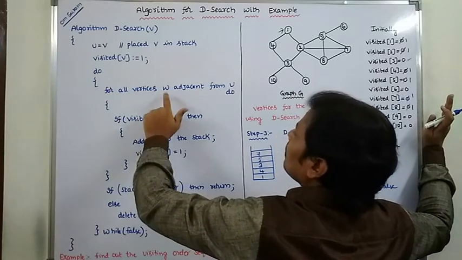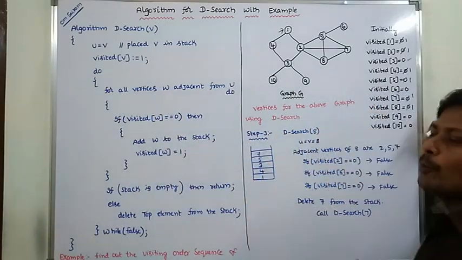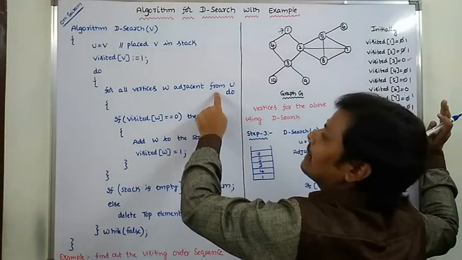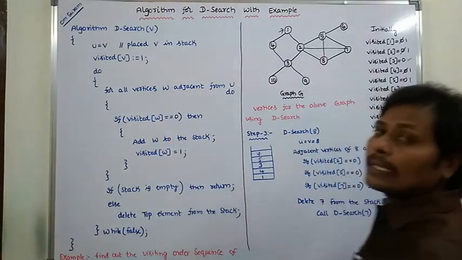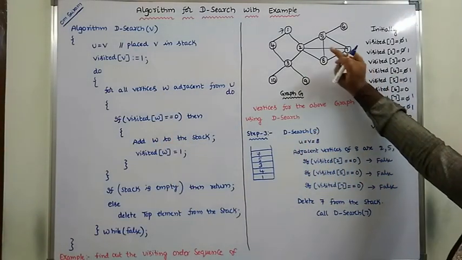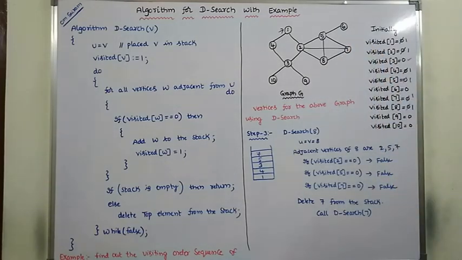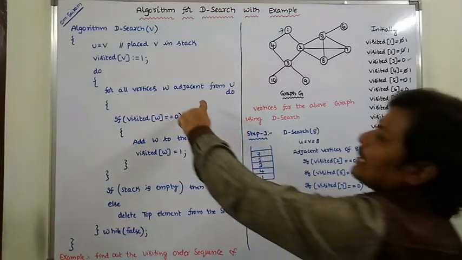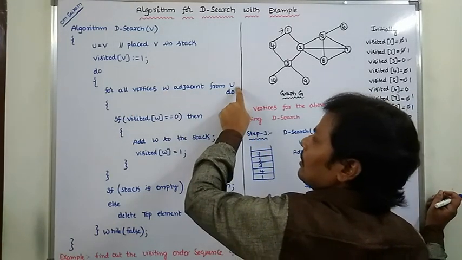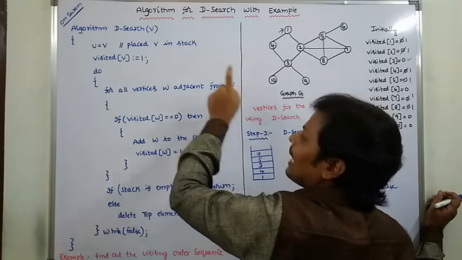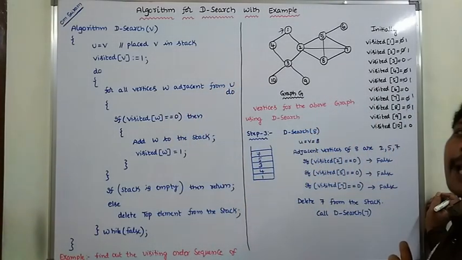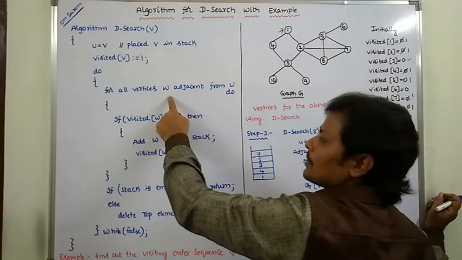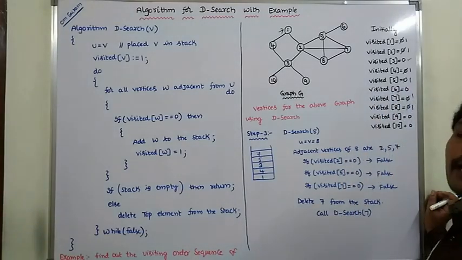Next, do. Brace begin. For all vertices W adjacent from U. Here U is equal to 8. What are the adjacent vertices of 8 that can be treated as W? So 8's adjacent vertices are 2, 5, 7. So now W can be taken as 2, 5, 7. So the condition is true. First W can be taken as 2.